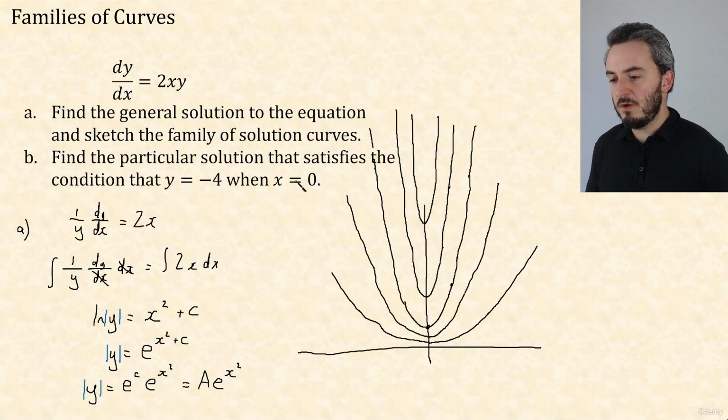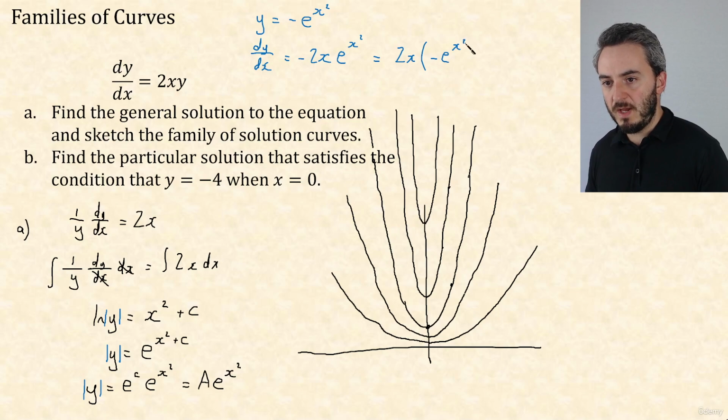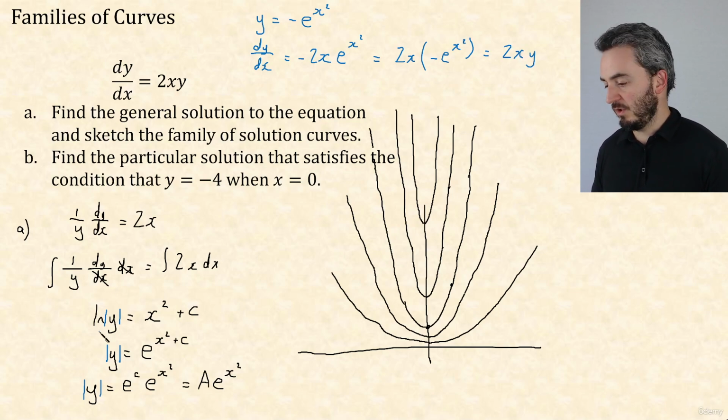Now, we can also explore that by simply testing when A is negative, does it satisfy this differential equation? And look, it does. So if we had y equals, say, A is minus 1, minus e to the x squared, and we differentiate this using the chain rule, we get minus 2x e to the x squared. And does that satisfy this differential equation? Yes, it does, because that is 2x multiplied by minus e to the x squared, and that is just y. So that is 2xy. So yes, it satisfies the differential equation.